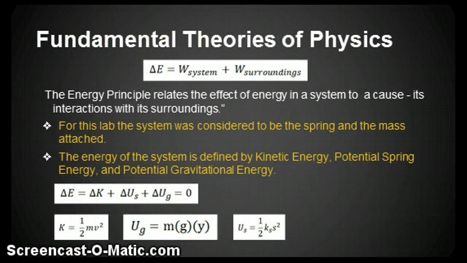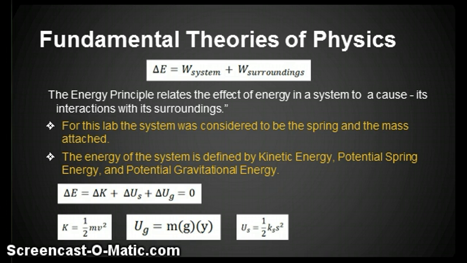The energy principle relates the effective energy in a system to the sum of its interactions with its surroundings. Choosing the spring mass system, the components of energy included the potential energy of the spring, the potential energy of gravity, and kinetic energy of the system in motion, because no outside interactions acted on the system.